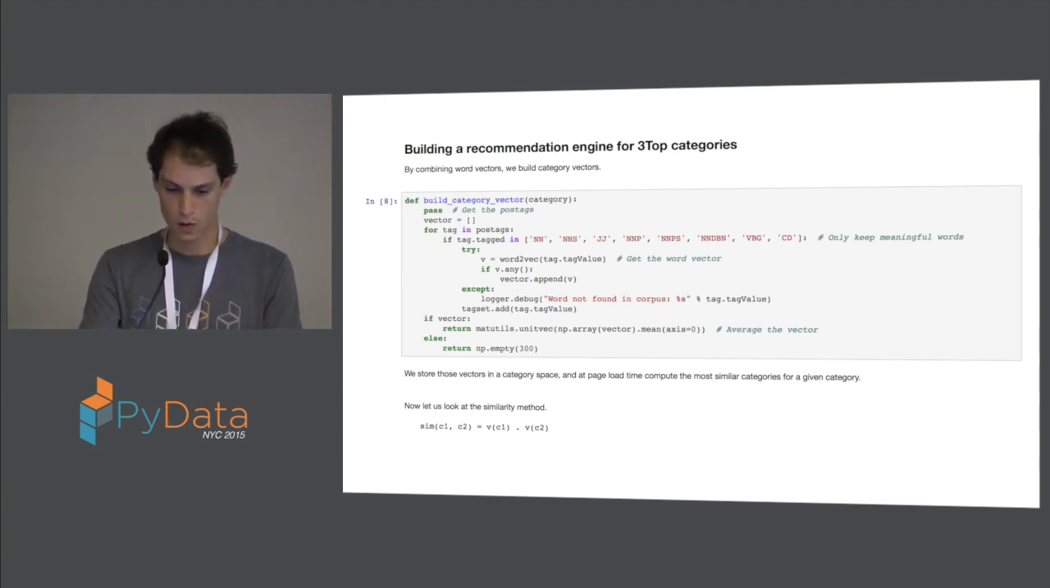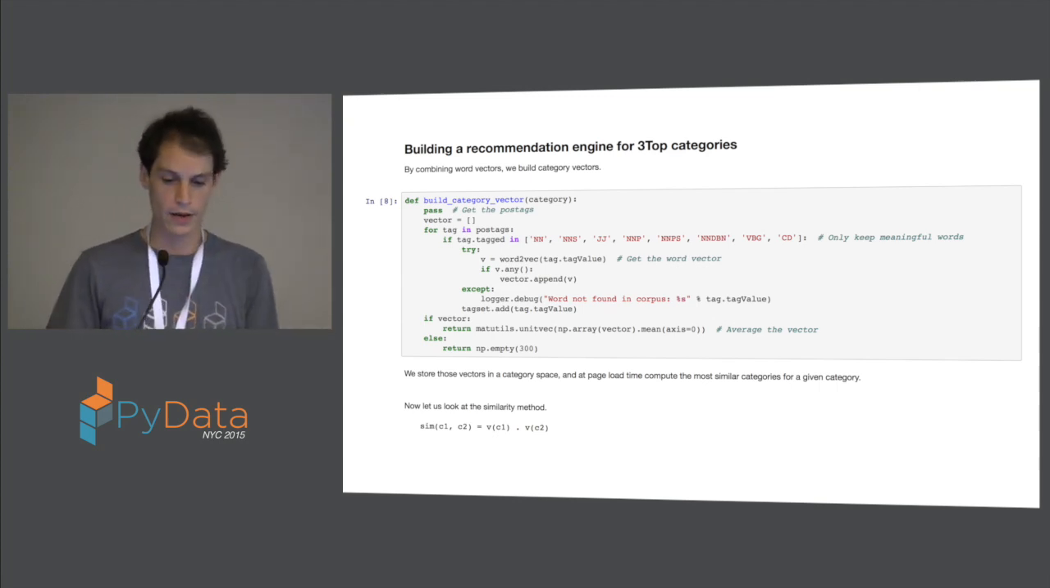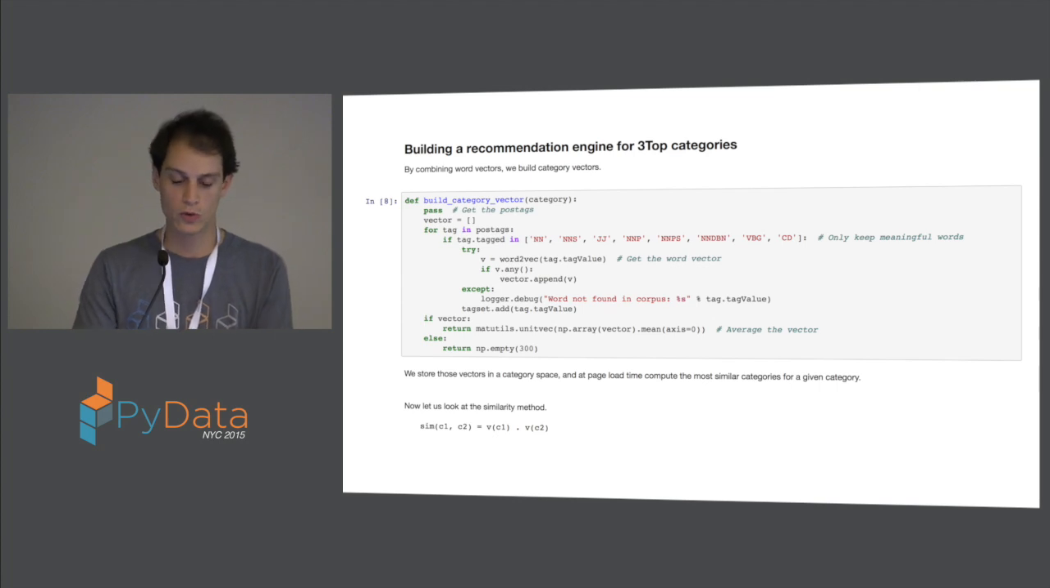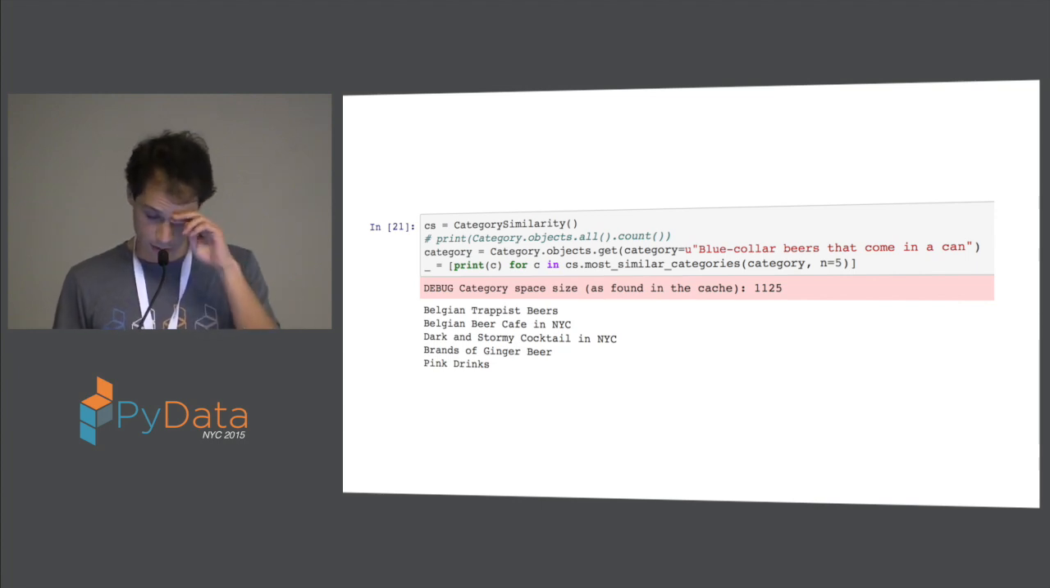All right, so then we put those vectors in a category space, as I just said, and getting the similarity between two categories is just doing a dot product between the two category vectors. So let's look at some examples.